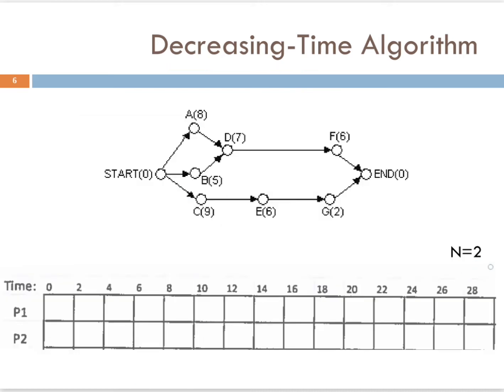Now let's do it again. We have two processors. We're going to create our decreasing time priority list. We're going to look at the biggest number in our graph. The biggest number is C. The next biggest number is an 8, which is A. The next biggest number is a 7, which is D. Then we have an E and F, which are both 6.